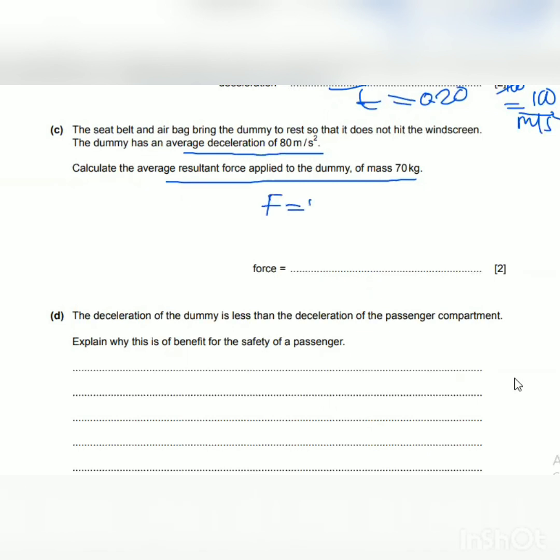Ah, very good, very good. So it's 70 into 80. So about 5,600.